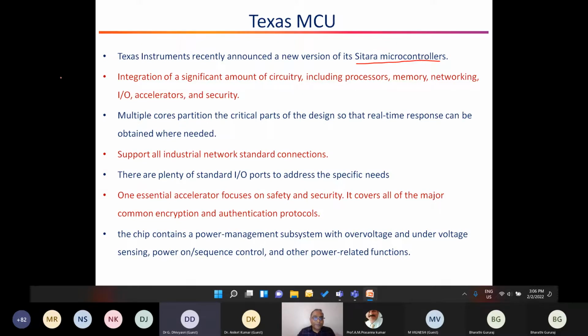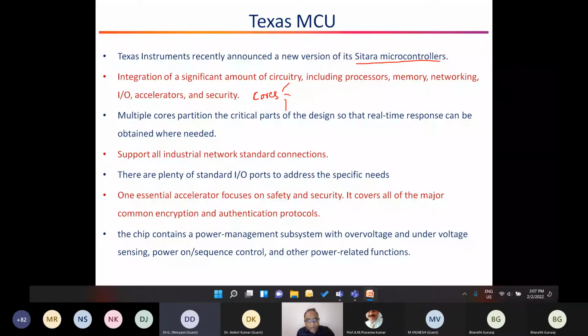These processors will come with multiple cores, where each core looks after a separate activity, so that the speed of the processing can always improve. A particular core will always look at a critical design part, so that the data is captured in real time, and the hardware should be able to respond to that real-time data. In addition, every hardware or processor that comes in should be able to support all the industrial network standard connections.